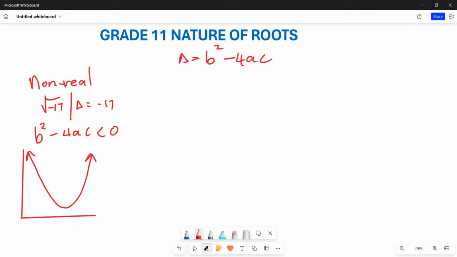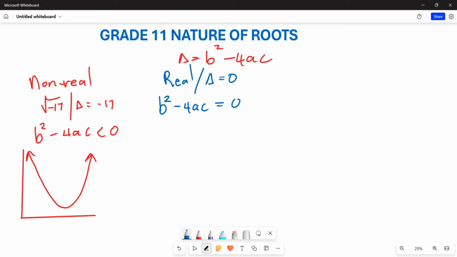Now let's look at another category, where the roots are real, right? When you have roots that are real, for an example, it's when your b squared subtract 4ac is equal to 0. That's going to be your real root when your discriminant is equal to 0, right? Remember, your discriminant is represented by b squared subtract 4ac.